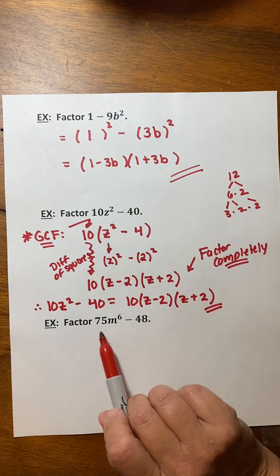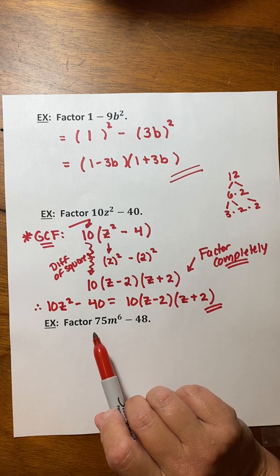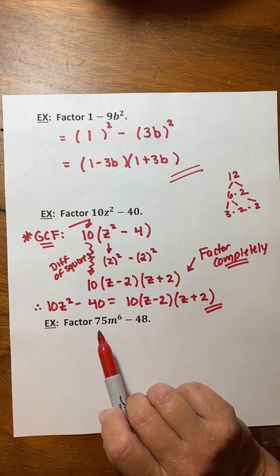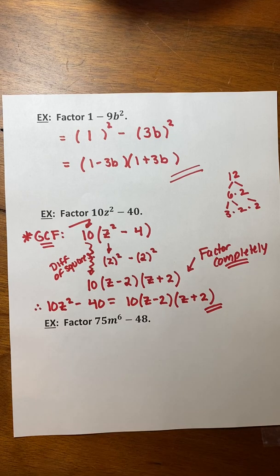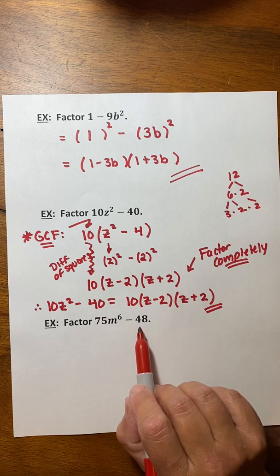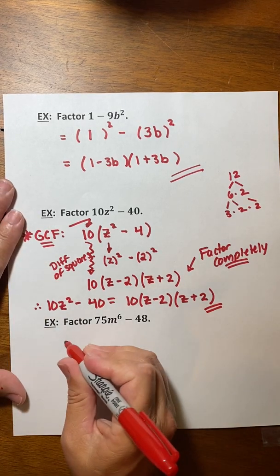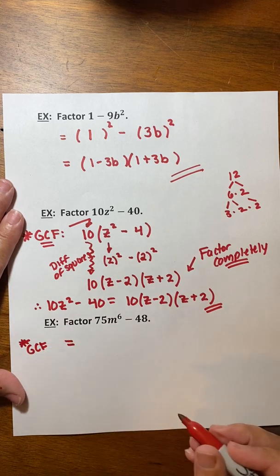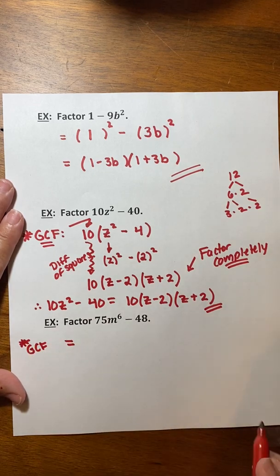Let me see, 75 is 1 and 75. It's 5 and 15, maybe. 5 or 15 doesn't go into 48. How about 3 and 25? Does 3 go into 48? As a matter of fact, it does. So we can pull out the greatest common factor first. Don't forget to do this. This is one place, students, don't forget the last section.